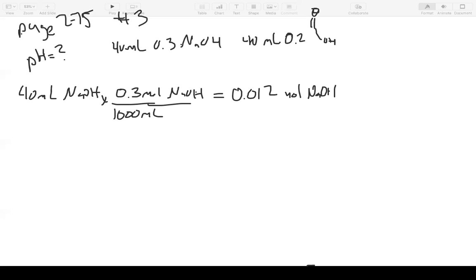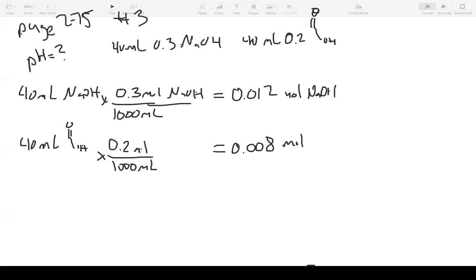And then we could do the same for our formic acid. So if we have 40 mLs of formic acid, and we know that for every 1,000, we have 0.2, we can conclude that we have 0.008 moles of our formic acid.